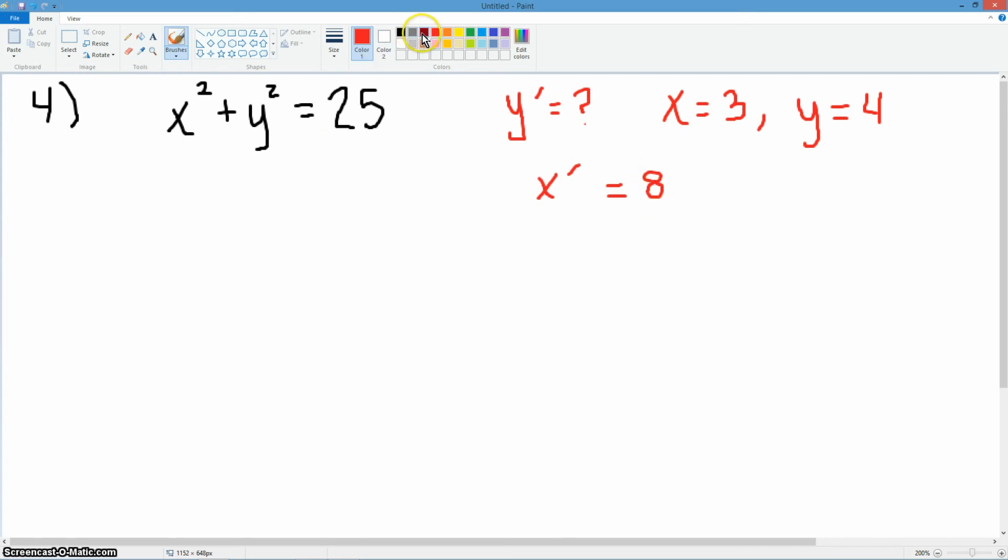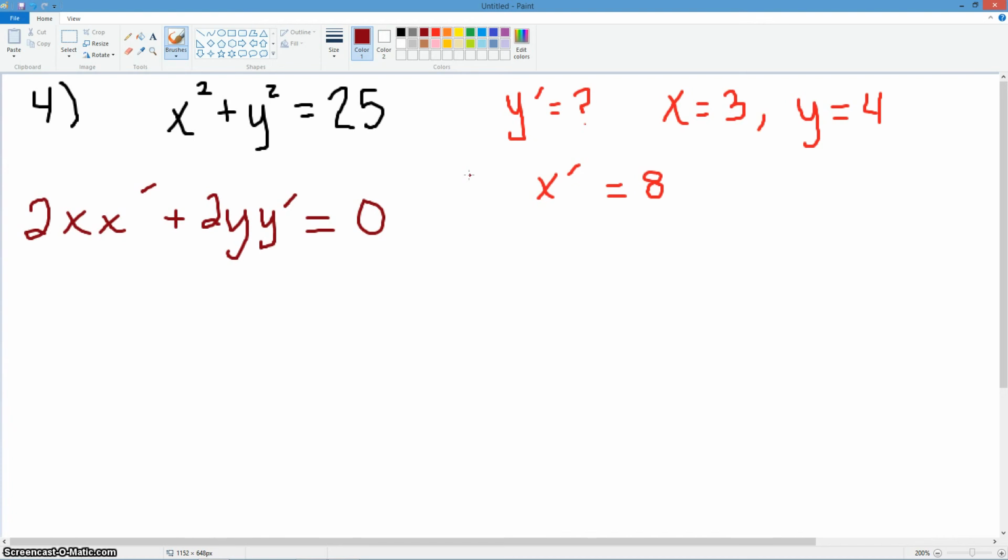Alright, so let's go ahead and just take the derivative of this equation right here. So when I take the derivative, I get 2x x prime plus 2y y prime is equal to, and the derivative of 25 is what? 0. Very good.